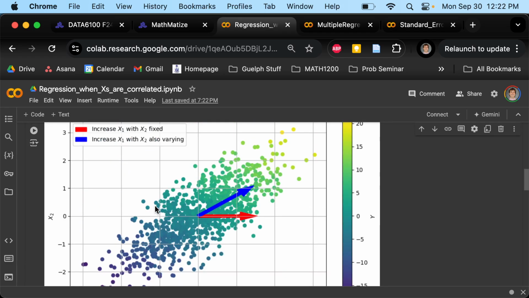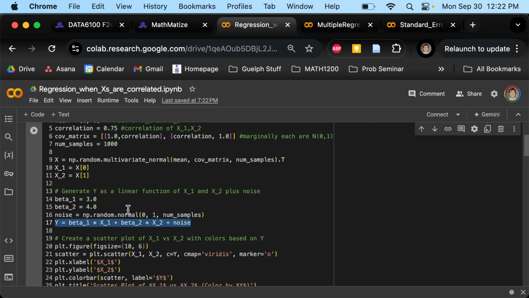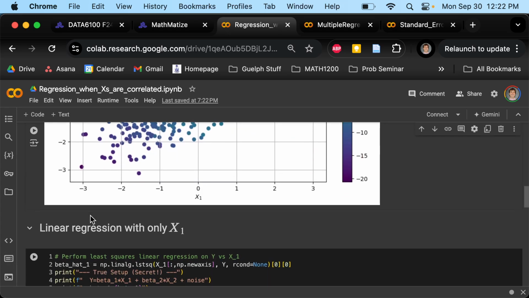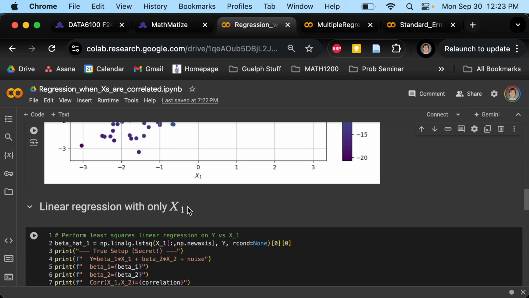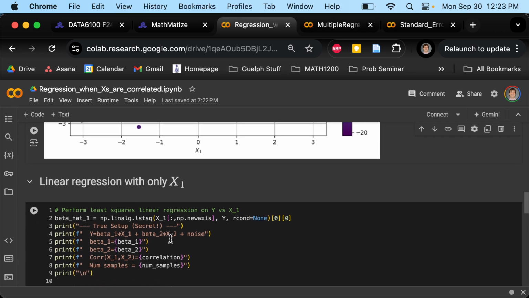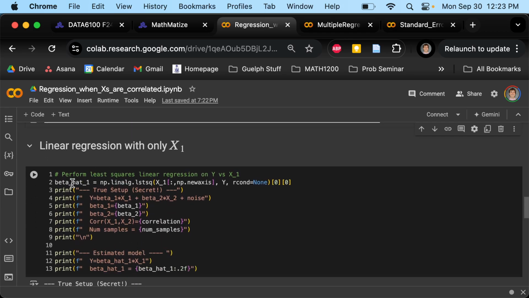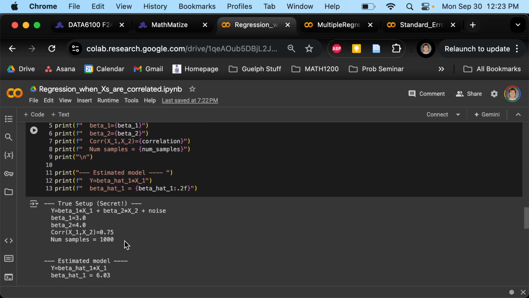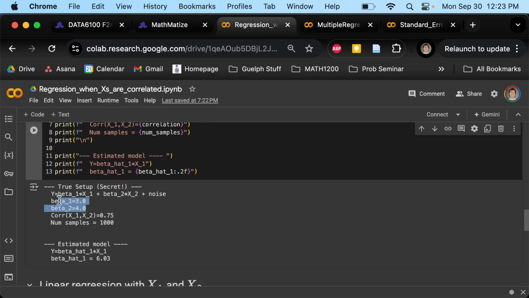And the real values of beta 1 and beta 2, what are they? They're 3 and 4. So those are like the true values. Here is the linear regression with only x1, right? And so I ran it. This is the true thing. This is the estimated thing with beta hat. And here's what you get. So the true thing is that beta 1 is 3 and beta 2 is 4. The correlation is 0.75. In the model, beta hat 1 with only one variable came out to 6.